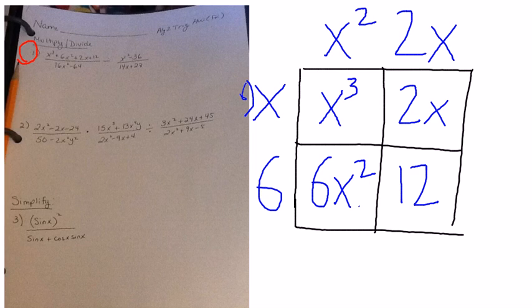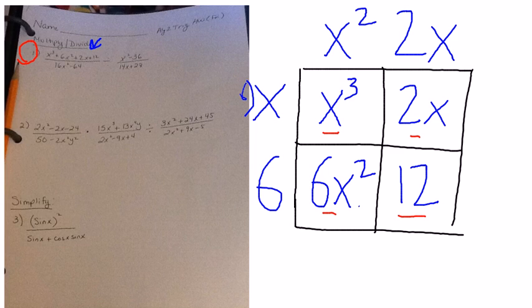I've taken the first polynomial, the numerator of that fraction there, and what I've done is I've written the first term right here and the last term right there, and then the two middle terms are right there. So what I have is kind of like a multiplication table for my two binomials.